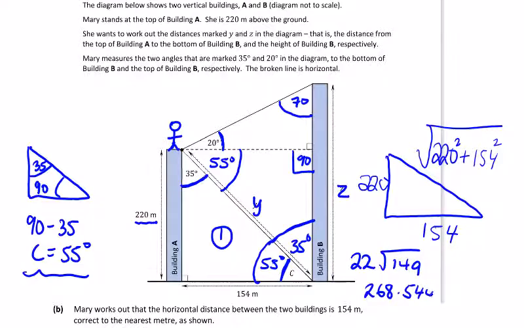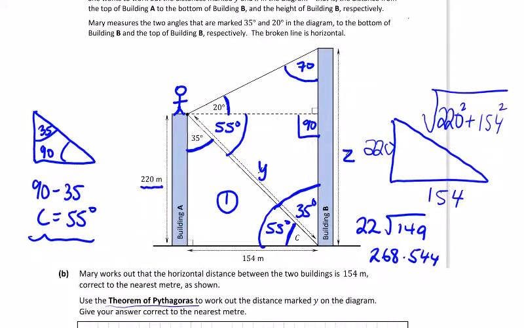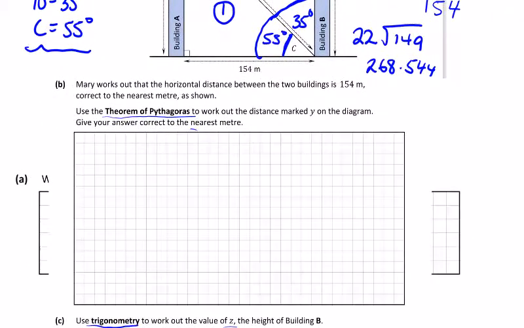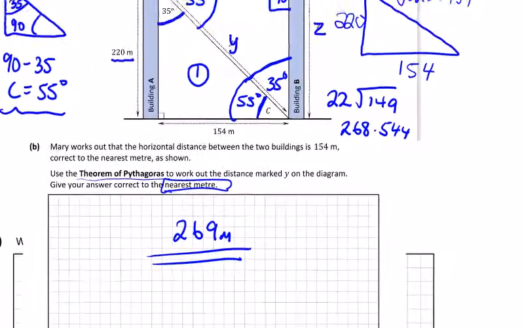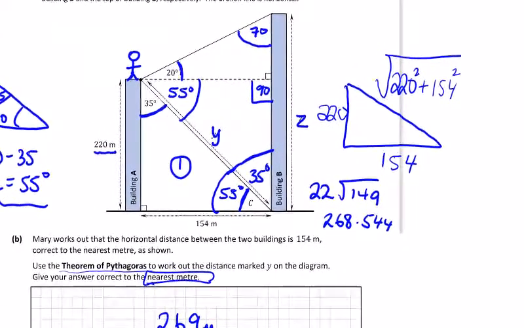And then you check the question to see what form it's asked in. So let's have a look here. Correct to the nearest meter. So 269 meters for this one. And then trig to find Z. So we have Z along here.